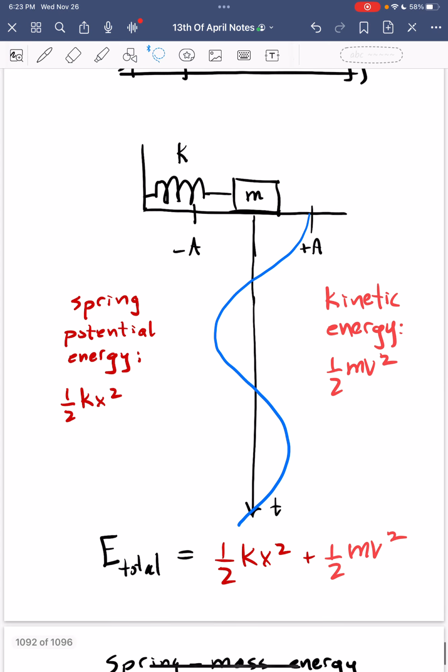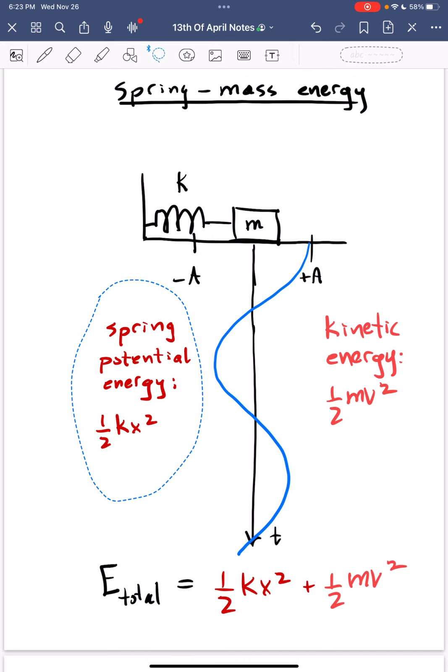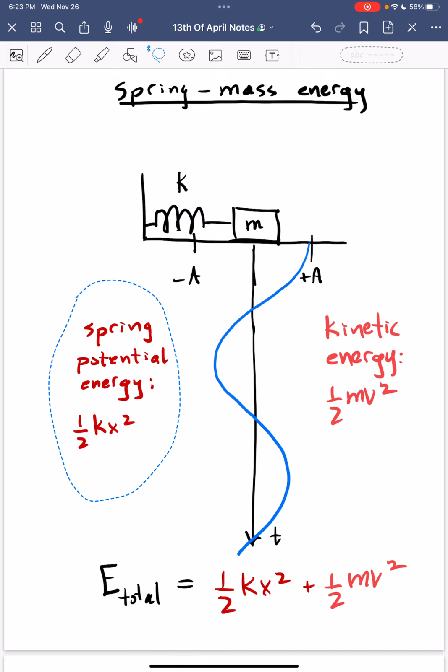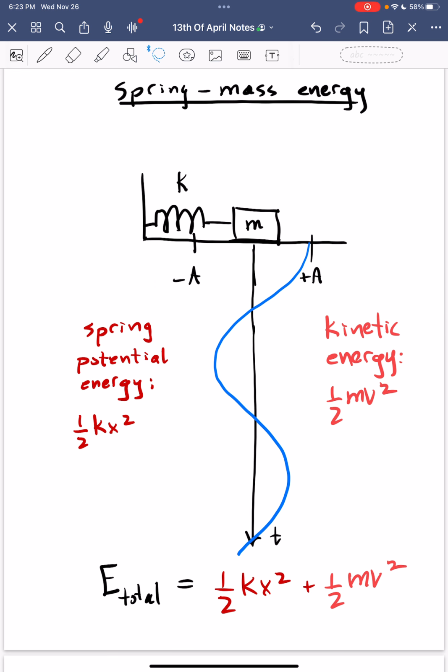There's different types of energy based on what we've talked about previously in class. One is the spring potential energy that's given by 1/2 kx squared. And the other is the kinetic energy. It's given by 1/2 mv squared. So as it's oscillating back and forth like this, it's got these different types of energies going on. So the total energy is just given by the sum of the two. 1/2 kx squared, the spring potential energy or the elastic potential energy, and the kinetic energy, 1/2 mv squared.